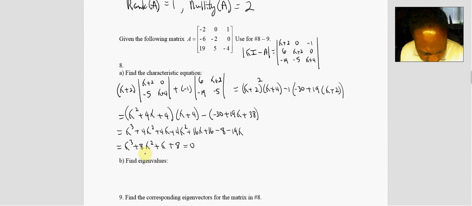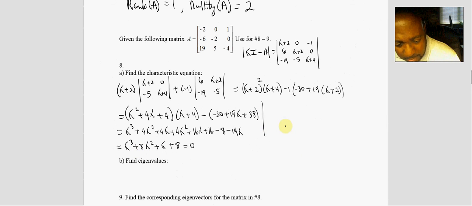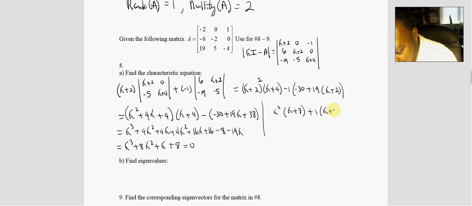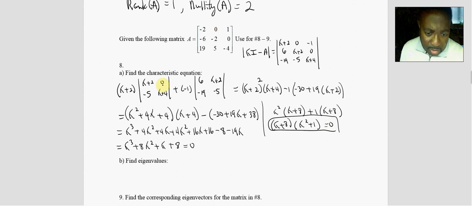You can use synthetic division to break that down, or you can just factor by grouping. There's some commonality there, so let's go ahead and just factor by grouping. You can factor out a lambda squared from the first two terms. You have left lambda plus 8, and then take out a plus 1 from the last two terms, lambda plus 8. So factor out lambda plus 8 from these two expressions. We have lambda plus 8 times lambda squared plus 1 equal to 0. That's the characteristic equation simplified.